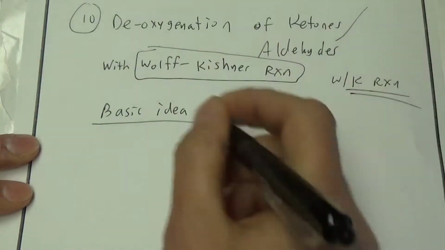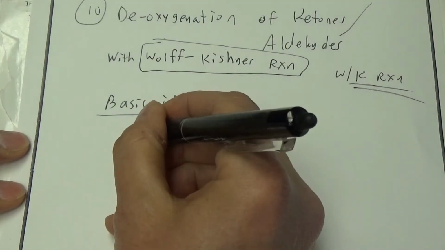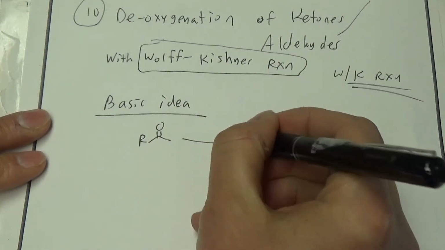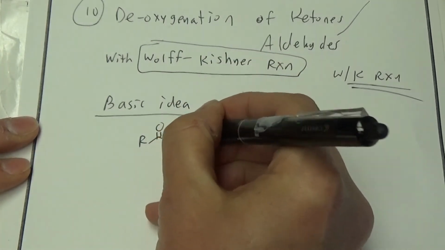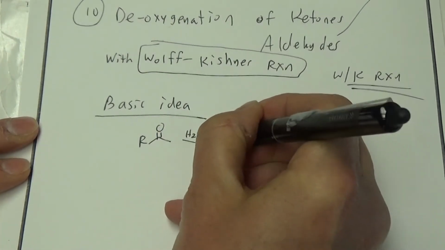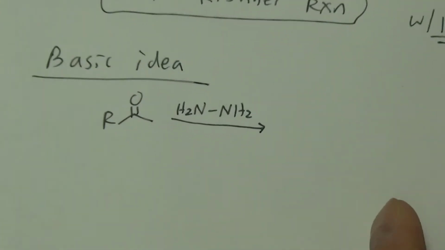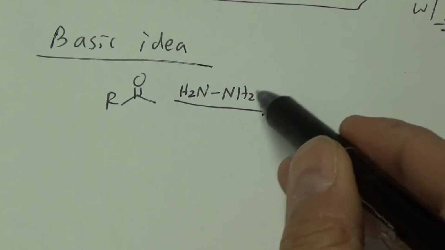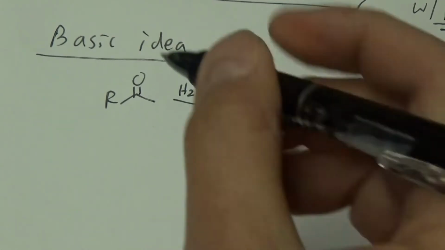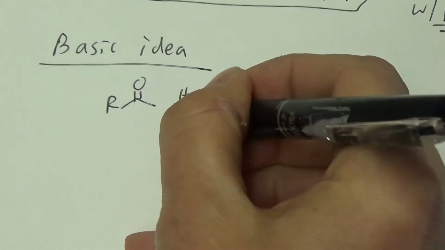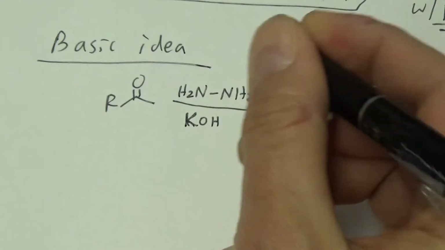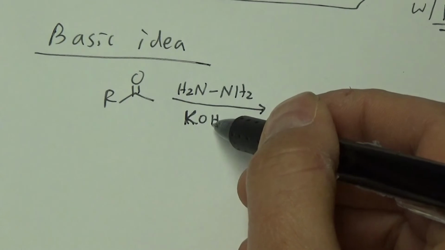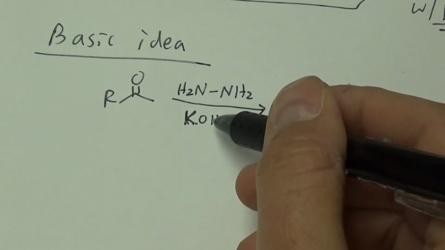The basic idea is that if we take a ketone or aldehyde, we're going to react it with hydrazine first. This is unsubstituted hydrazine. So NH2NH2 is unsubstituted hydrazine. So it doesn't have an R group on it, like the one we just saw. The other thing is that we're not going to use acid, we're going to use base, KOH. Okay, so the mechanism is a little different when you use KOH or a base. Okay, so no acid and we use KOH.